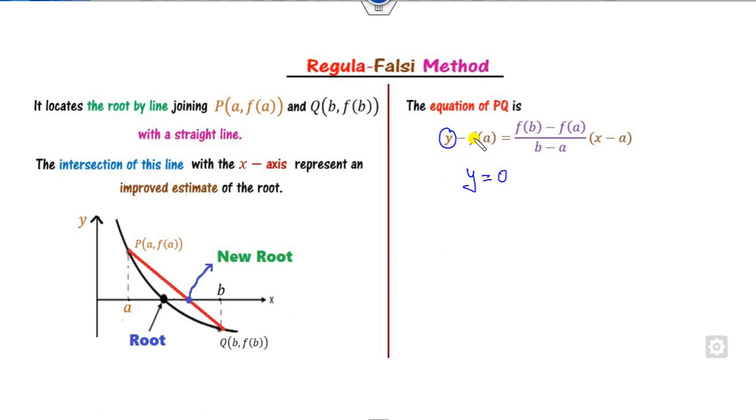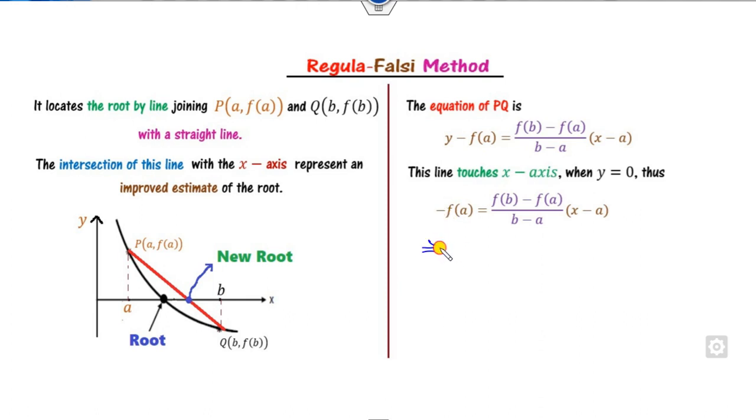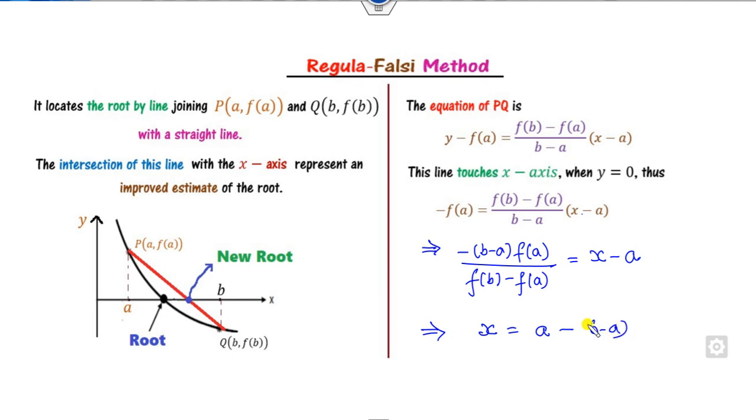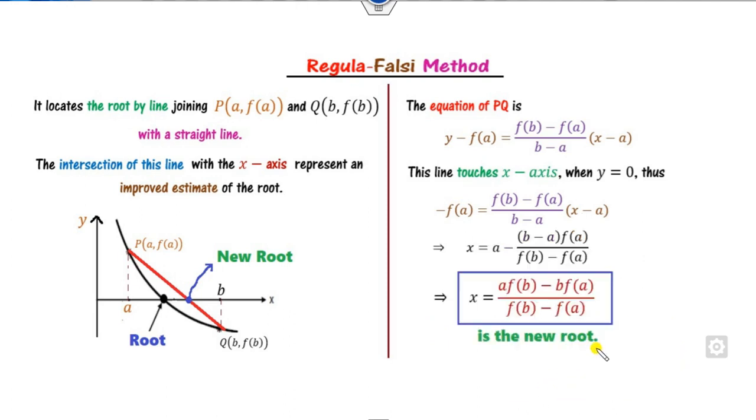So I can substitute here y as 0. From here, can you find the value of x? You can easily see this is (b minus a) f(a) divided by f(b) minus f(a), which is x minus a. So can you find the value of x from here? This is a minus (b minus a) f(a) divided by f(b) minus f(a), or otherwise you can simply take the LCM, and after that you will get the required expression. This is the value of this new root.